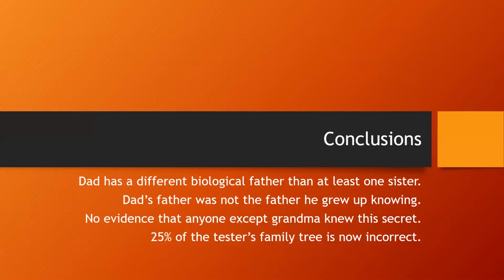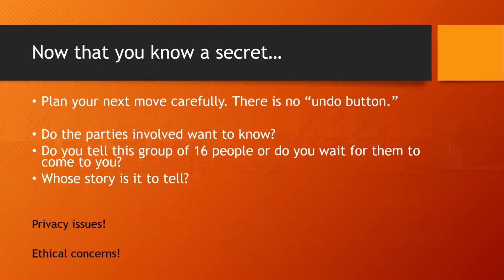And then the other thing that a lot of people don't think about is that now 25% of the tester's family tree is incorrect, so that she has a grandfather in the wrong place and needs to insert a new grandfather in the tree. And again, that's another ethical thing. So what if your tree is public and you put your new grandpa in the tree, and what's the ramification of that? So we always need to be thinking about that.